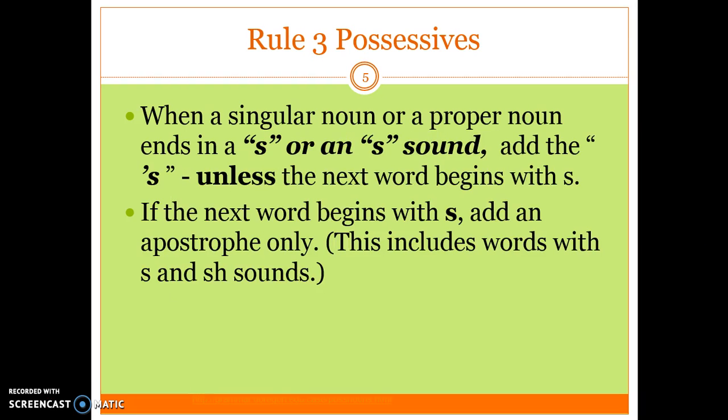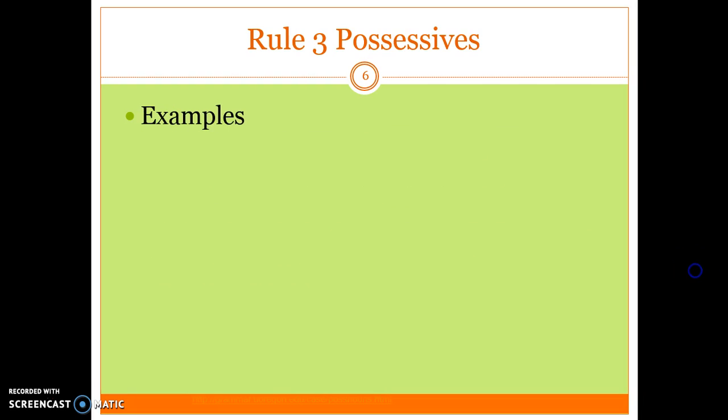Rule number 3 says when a singular noun or proper noun ends in an S or even an S sound, you can add an apostrophe S unless the next word begins with S. Now this is a mouthful, but stay with me. I'm going to explain it on the next slide. Basically, if the next word begins with an S, you add an apostrophe only. This includes words with the S or SH sound.